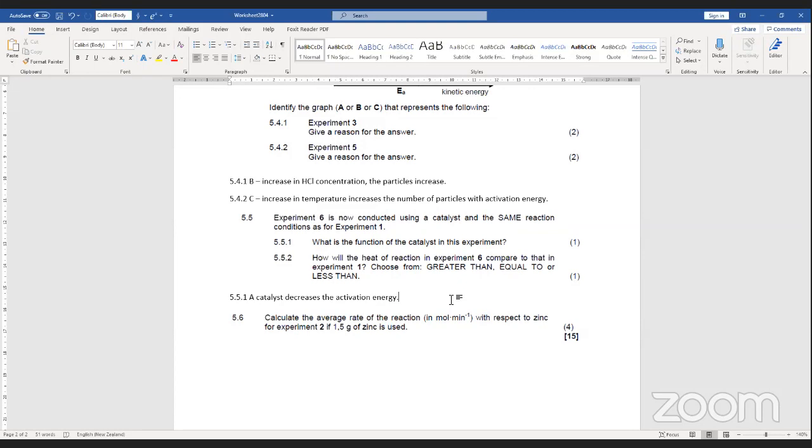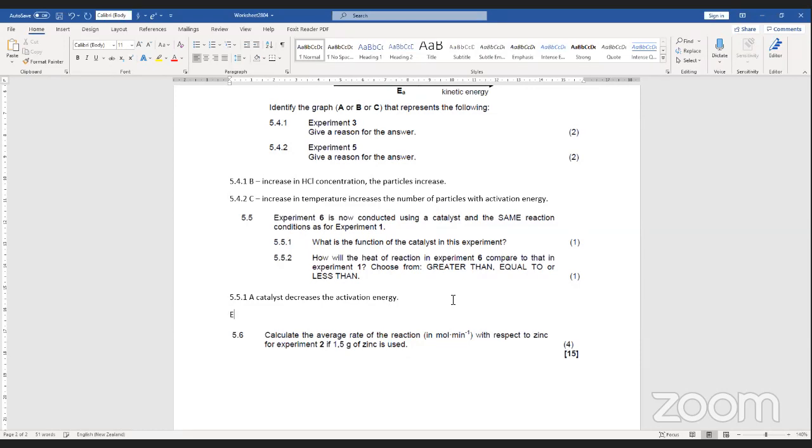So they're asking you, if you had to look at this whole reaction, does the heat change? So does the energy change? No. Yes, Cal, you're right. The heat doesn't change. It's going to be equal to. And the reason is, when you're adding a catalyst, it doesn't take part in the reaction. A catalyst just decreases the activation energy. So it doesn't change any of the other factors.